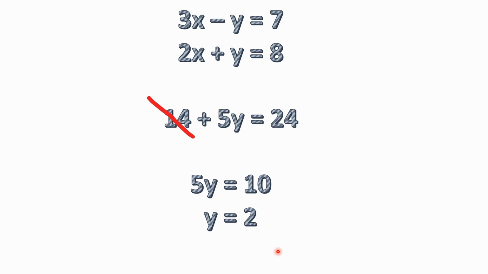So you can further simplify that by subtracting 14 from both sides of the equation. Subtract 14 here, subtract 14 from here. That's going to leave us 24 minus 14 is 10. 14 plus 5y minus 14 gives us just the 5y. So this one here is really easy. 5y equals 10. Y will equal 2.